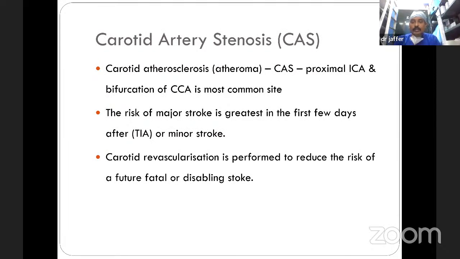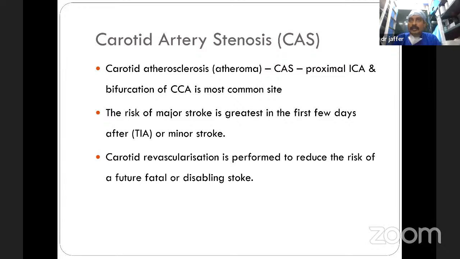So what is carotid artery stenosis? Carotid artery stenosis is the stenosis of the proximal ICA or the bifurcation of the common carotid artery. It is mainly because of the deposition of atheroma or carotid sclerosis causing this carotid artery stenosis. Now this is a major risk for causation of TIA or minor stroke.